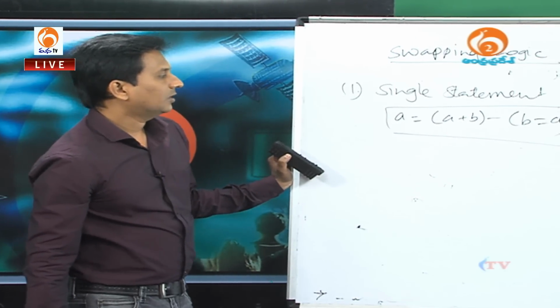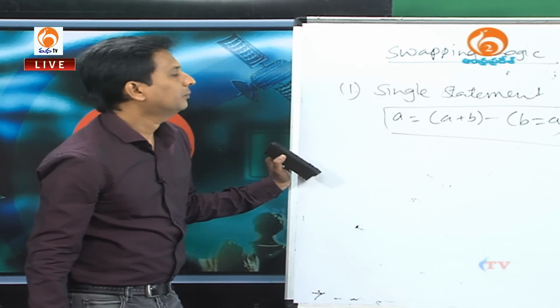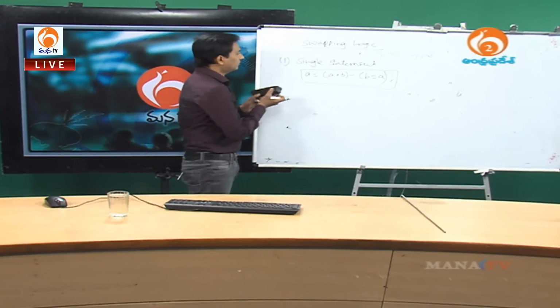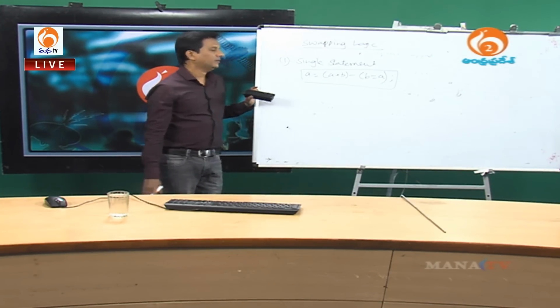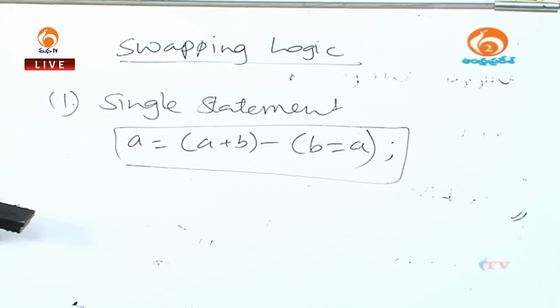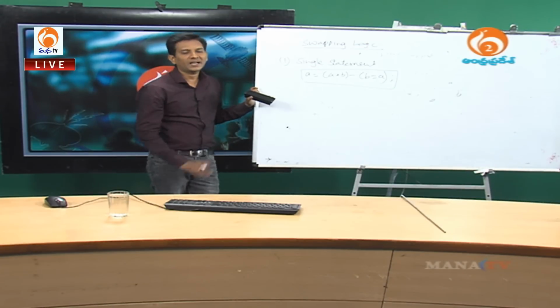A is equal to A plus B minus B, equal to A. Simple. So it displays the A and B values swapped. You can try this in your program; with a single statement, it can be achieved.